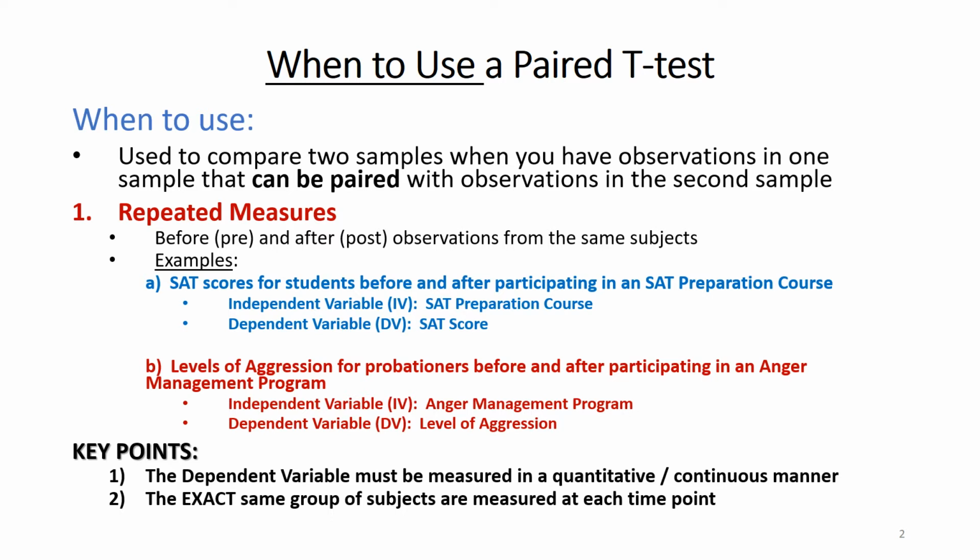And the second thing that is key about a paired t-test is that the exact same group of subjects are measured at each time point, at the pre-test as well as at the post-test. It's not two different groups, it's the exact same group of subjects. Let's go ahead and move on to the next slide and take a look at another use of the paired t-test.